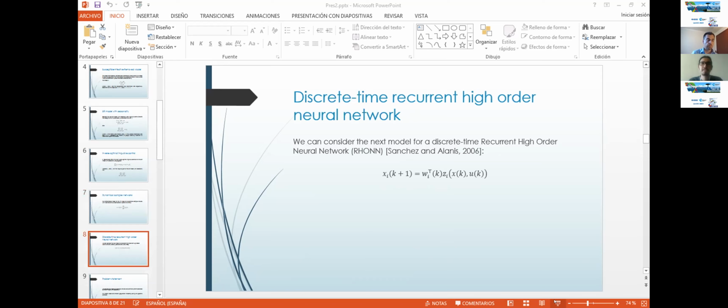So here we have the discrete time recurrent high order neural network model, which is used for the neural identifier. Right here we have the adaptive weight vector, and we also have the set of high order connections from nonlinear functions.